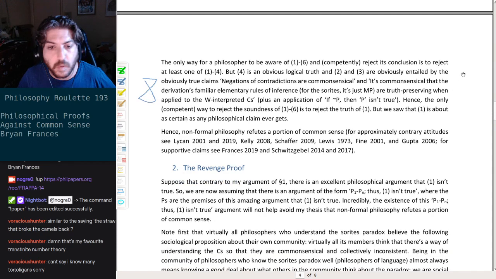Okay, hence the only competent way to reject the soundness of 1 to 6 is to reject the truth of 1. Nope, don't agree. But we saw that 1 is about as certain as any philosophical claim ever gets. Yeah.